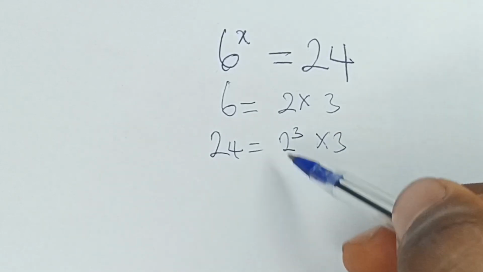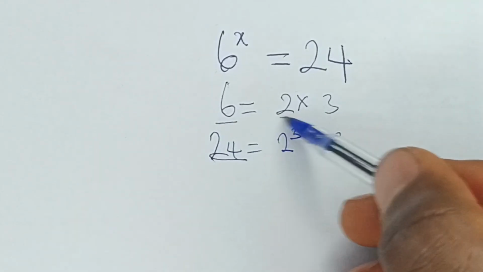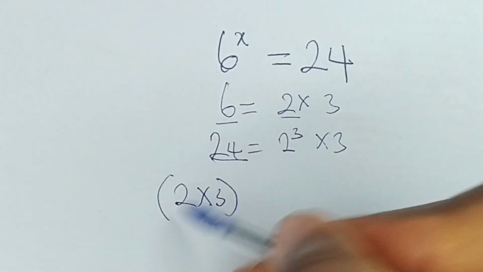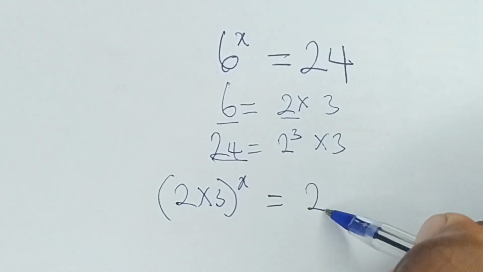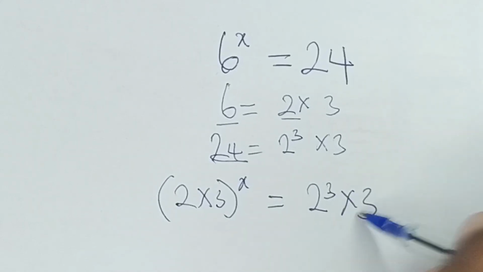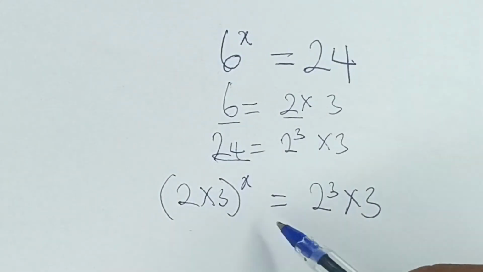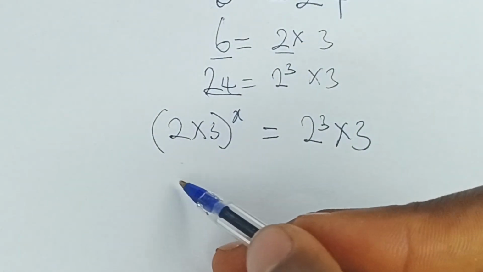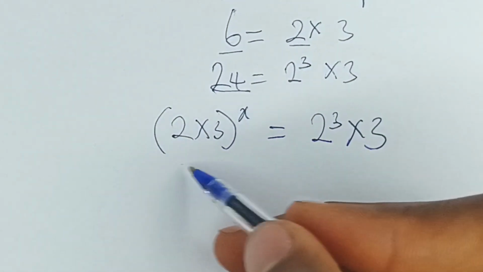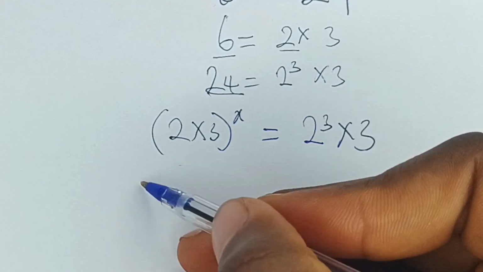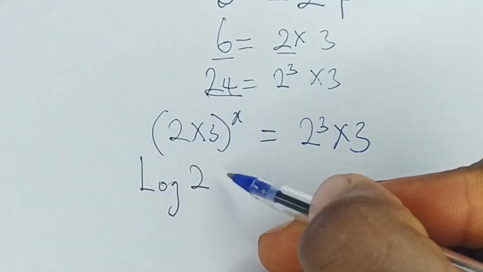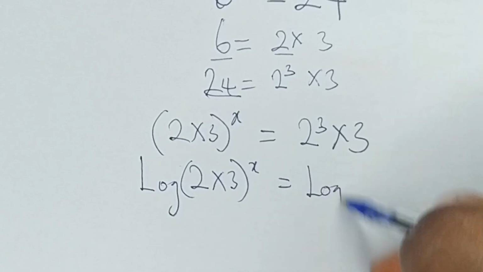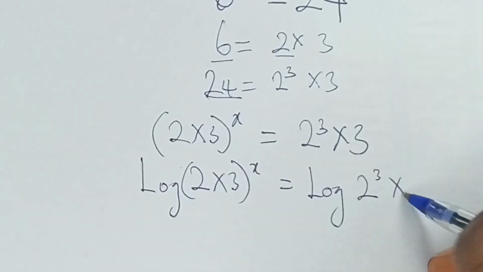Okay, now replace 6 and 24 with this in this equation. We have (2 times 3) all raised to power x is equal to 2 raised to power 3 times 3. Okay, moving on from here, let's now take the logarithm of both sides. So we have logarithm of (2 times 3) all raised to the power of x to be equal to logarithm of 2 raised to power 3 times 3.